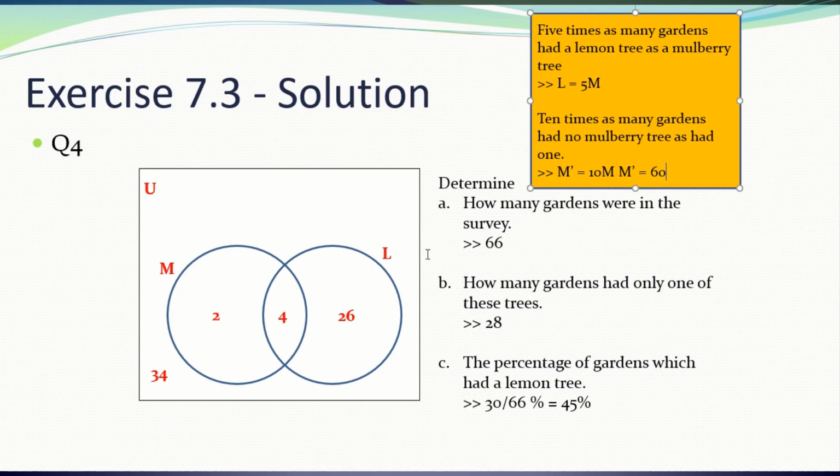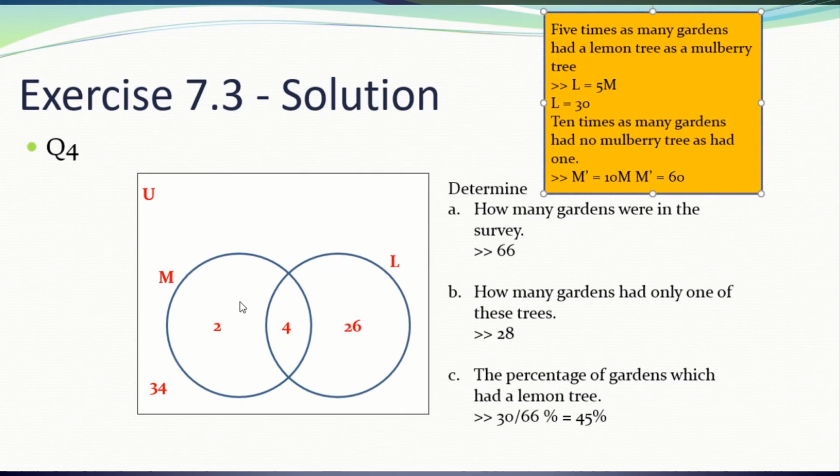5 times as many gardens had a lemon tree as a mulberry tree. So you're going to use the same. You already got both the formulas, so I just want you to fill it up. Had a lemon tree as a mulberry tree. So now you know mulberry tree is 6, right? So you know L is equal to 5 times 6, which is 30. So lemon tree in total must be 30. If lemon tree in total must be 30, this is 4, this should be 26. Then you know it, they've already given you here.